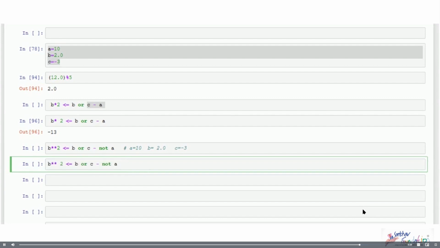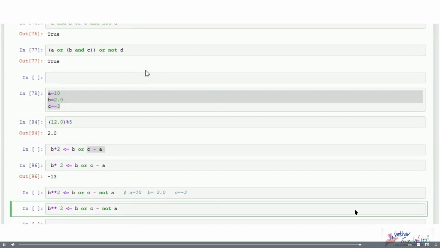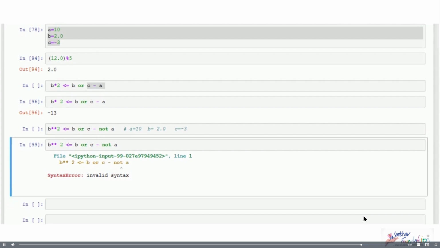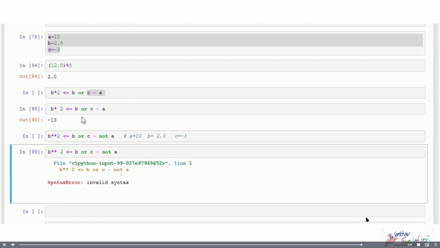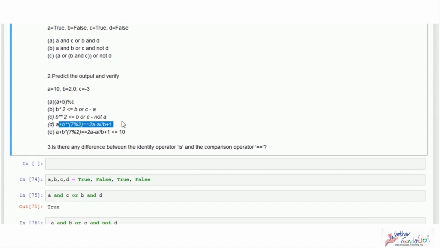So if you look at this, I think this was the question. Now if I run it, as you can see, it shows invalid syntax, and it even indicates where that syntax error is. The syntax error happens over here, which means you don't have an answer for this, it will just generate an error. Okay, so the next one.